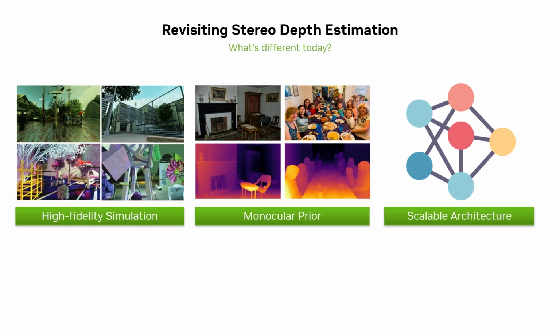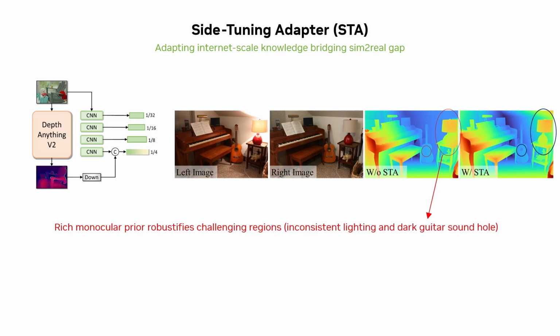Next, I will introduce how we injected the monocular prior given the recent exciting advancements in monocular depth estimation. We inject the latent features from Depth Anything V2, which has been trained on large-scale internet data. A side-tuning CNN adapts the frozen features to our stereo setup. Here shows an image pair with different lighting conditions, which could be ill-posed for standard stereo matching. We found the rich monocular prior significantly enhances the reliability on regions such as the lamp and the guitar hole.